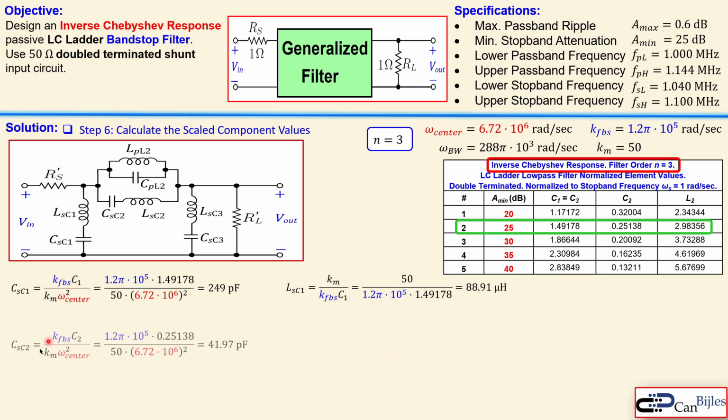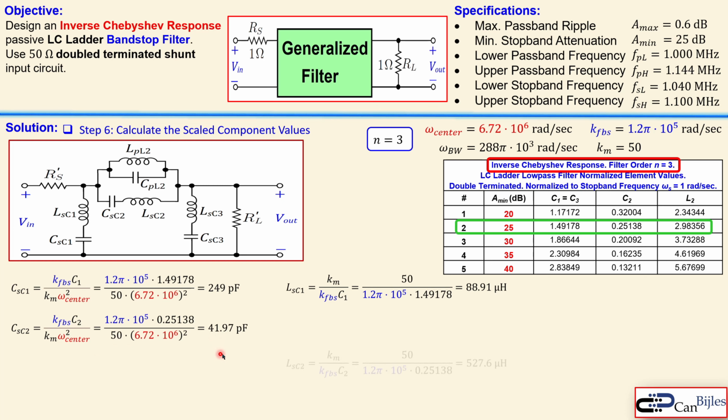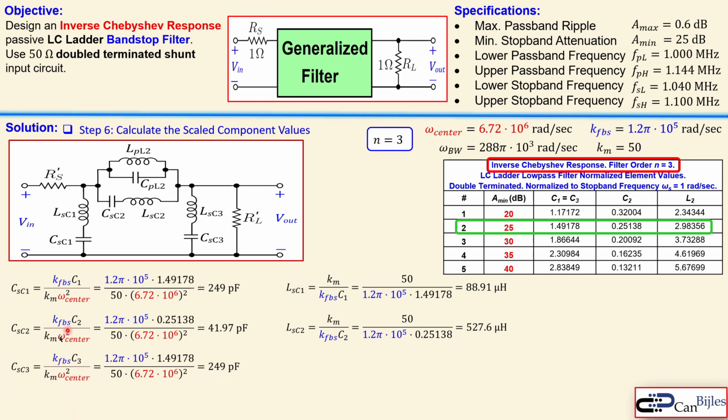Now, the next one is the capacitor for this part, which is transformed from the C2. Use the C2 coefficient, use again the KFBS, the frequency scaling factor, and also the center frequency. Now you get 41.97 picofarads. In a similar form for the inductor, this is the value, again using the C2. Now for CS3, use the C3, but it is exactly the same as C1, so these are the values. CS1 and CS3 are the same. That's also the same for the inductor.